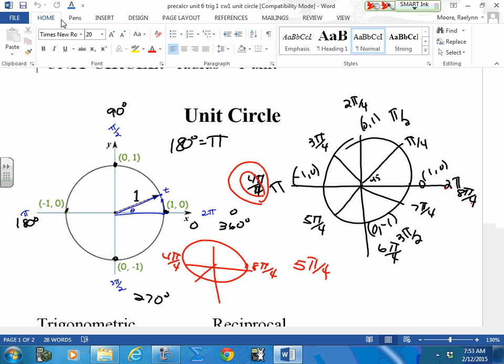I want you to see patterns. It takes a while to catch these. It's the easiest way to catch your radians. Where would I find 3 pi over 4? What quadrant? 2. It's one before 4, isn't it? There's my 3 pi over 4. They work really, really nicely.